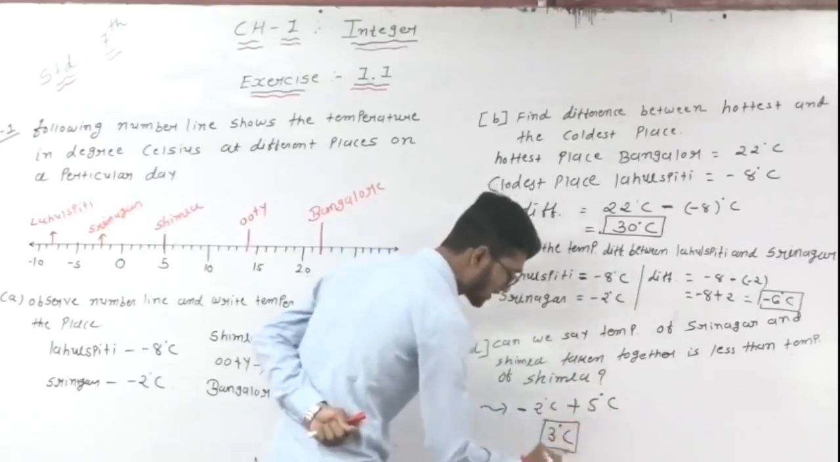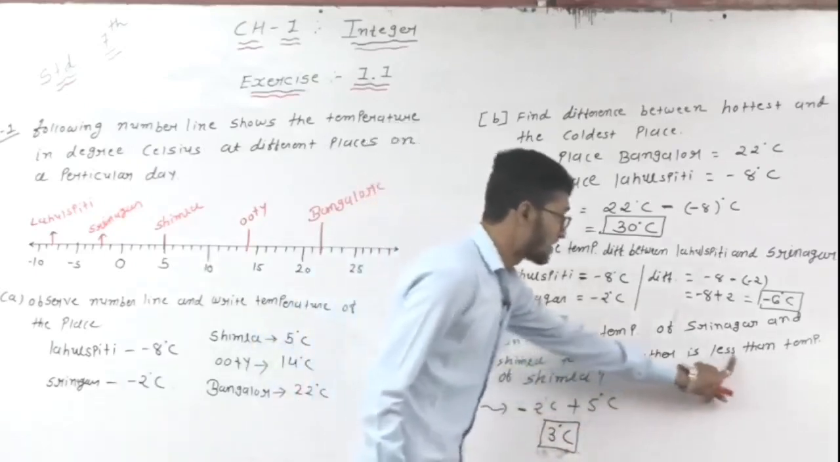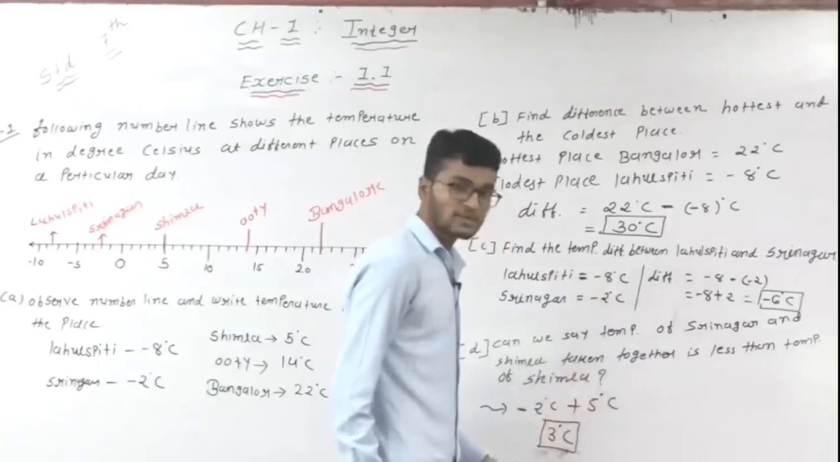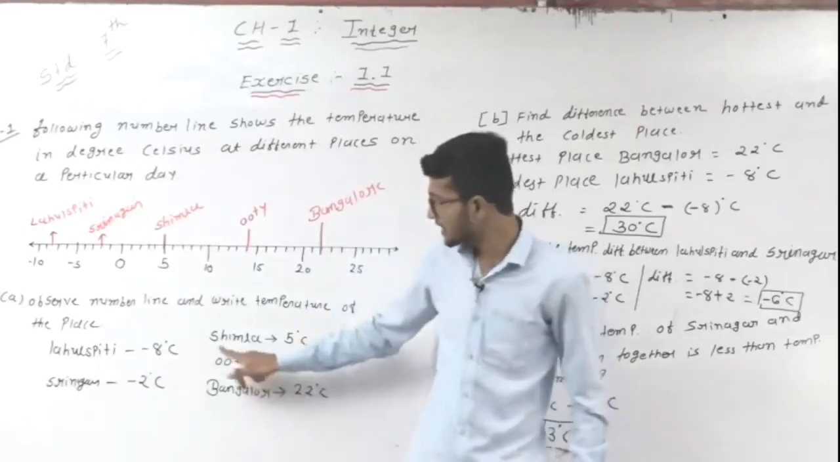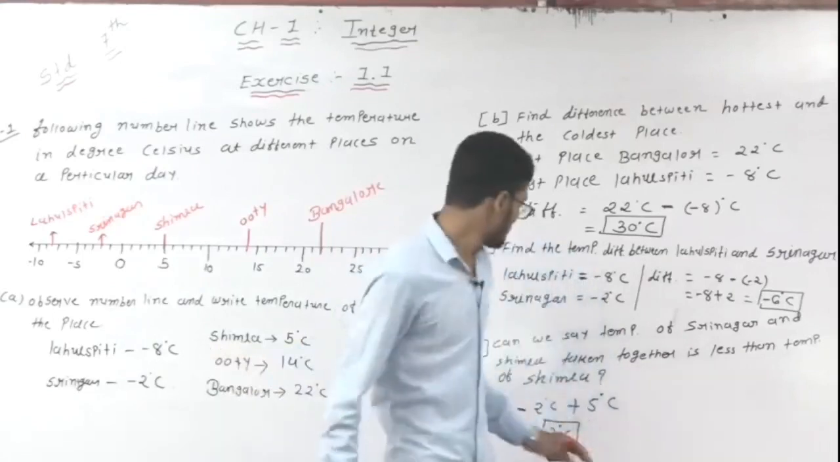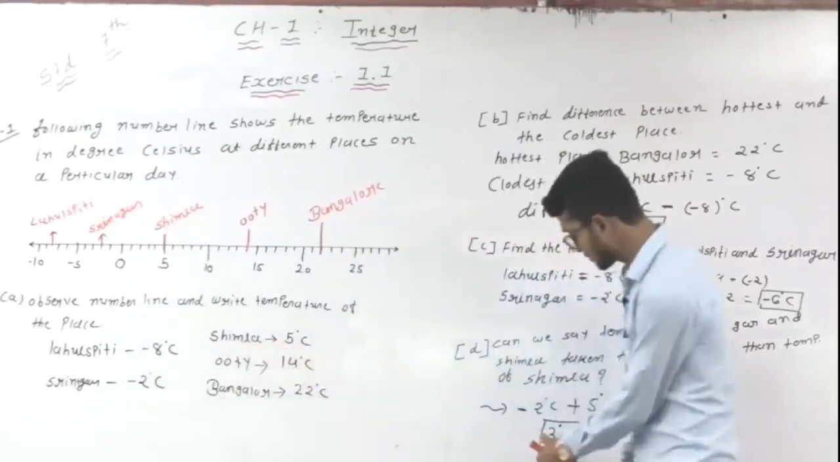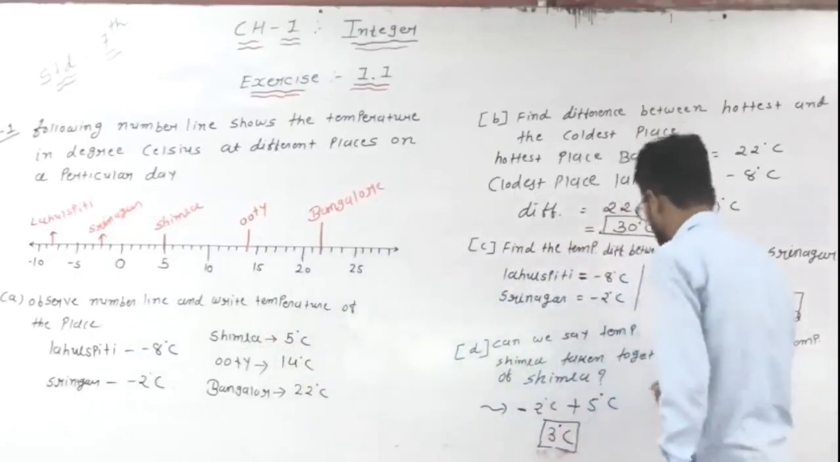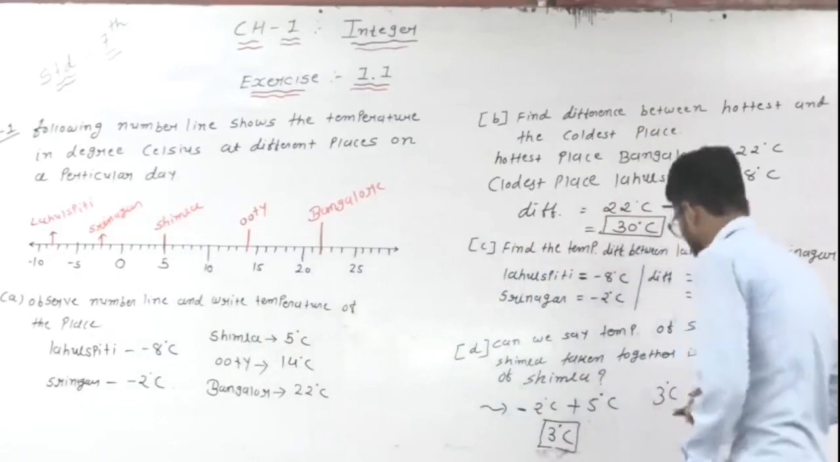This one together, the temperature is 3 degrees Celsius. Now again, it is less than the temperature of Srinagar. Now students, the Srinagar temperature, Simla, what is the Simla temperature? 5 degrees Celsius, and this one together, the temperature is 3 degrees Celsius. So 3 degrees Celsius is less than 5 degrees Celsius.